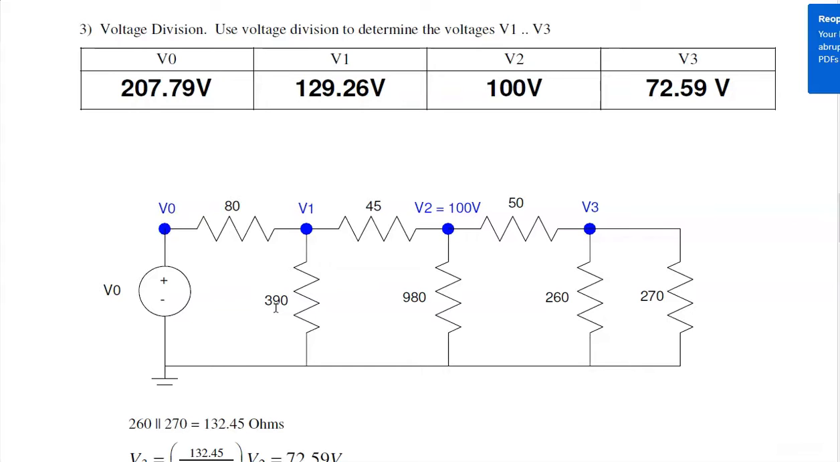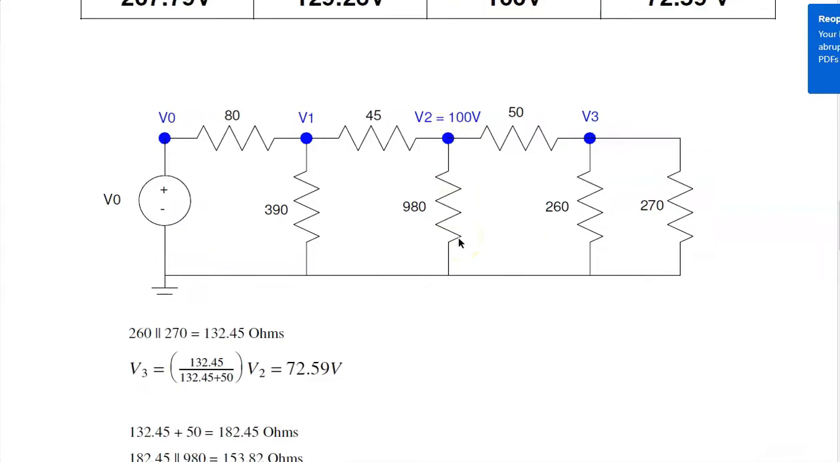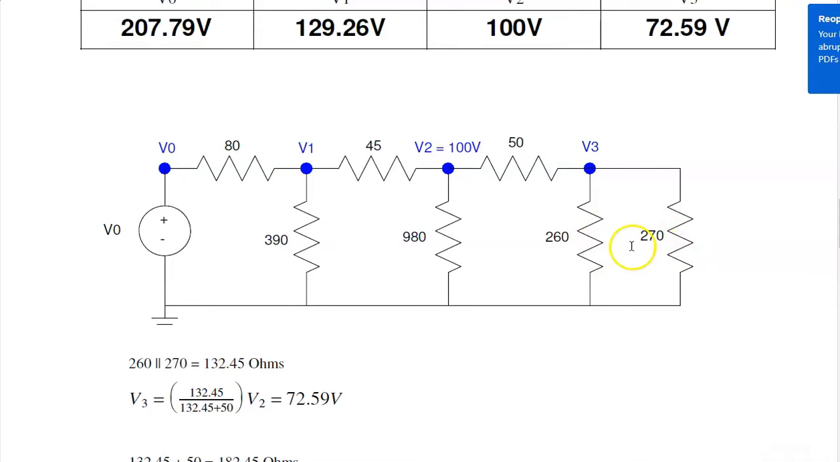Problem 3. In this case, given the voltage V2 is 100, find the other voltages. V3 is fairly easy, just use voltage division. These two resistors in parallel give you 132 ohms. Then by voltage division, V3 is R1 over R1 plus R2 times V2. I know V2, solve for V3. V3 is 72 volts.